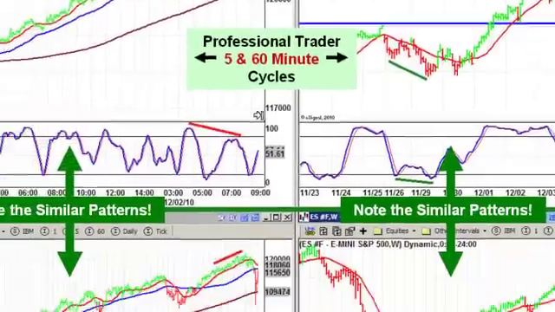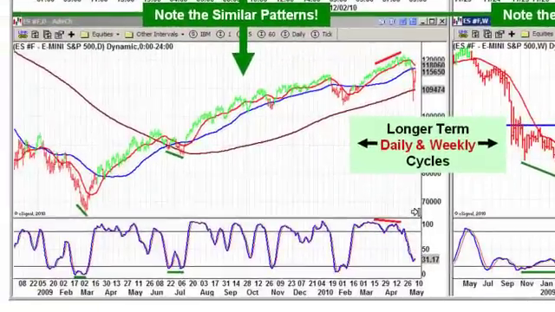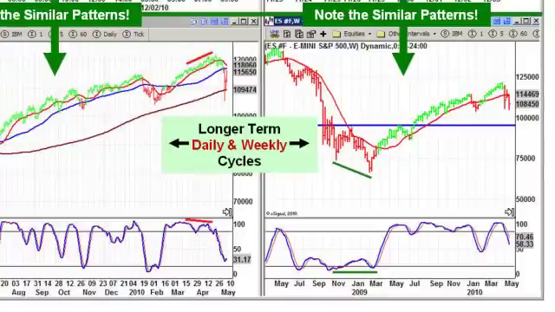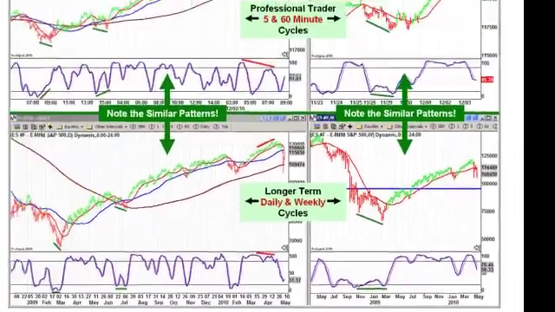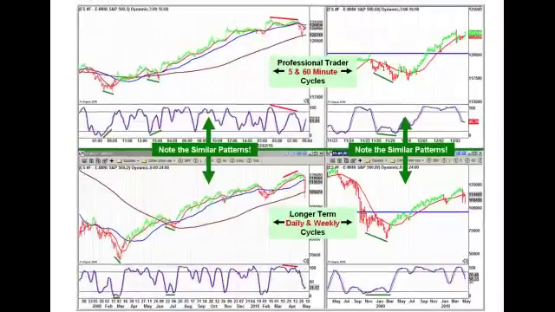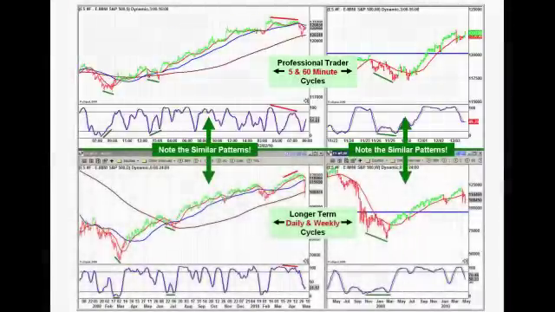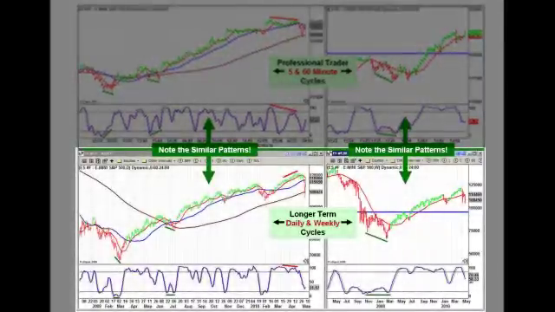On the other hand, the two charts at the bottom reflect the longer-term daily and weekly combinations that we discussed in our last video. The significance of this slide is the similarity between cycles that professional traders have seen, monitored, and traded for decades at the top on shorter time horizons with the cycles shown in the larger time frames.